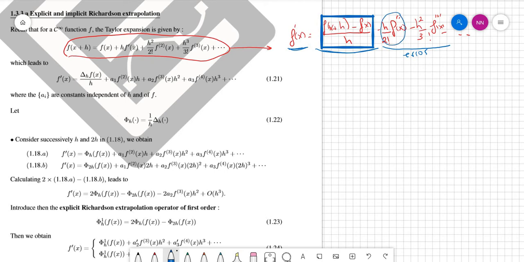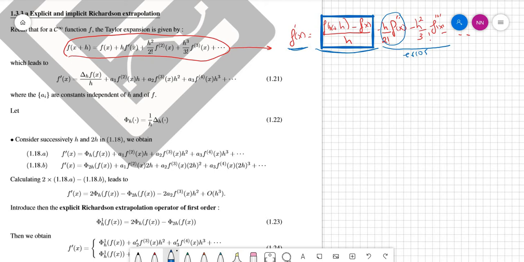The lowest degree of h in this term is 1. This is the leading term. So if h is small, all the terms h squared, h cubed, etc. are very small with respect to h. So this is the leading term, and it is the term that gives the idea of the order of the error. So the error here is of order 1.